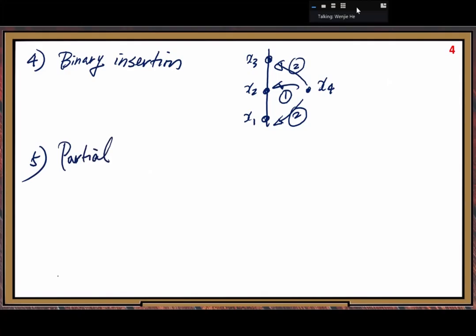Not a full merge, but it's a general case. Full merge is just a special case of this partial merge. So we do not complete the merge. As soon as we find the element we need, we stop immediately. Yeah, that's the partial merge.